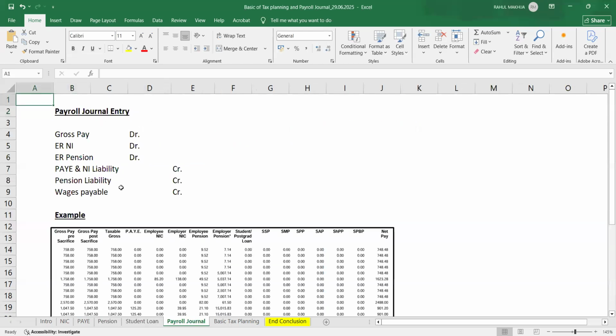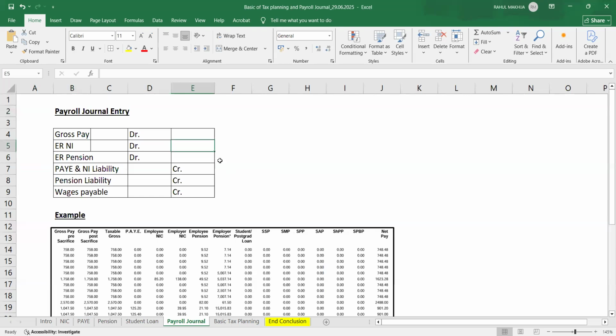How does the payroll journal work? In the payroll journal, we debit the gross pay, we debit employer NI, we debit employer pension, and we credit PAYE and NI liability, we credit pension liability, and we credit wages payable. So this is the payroll journal, which is also helpful for your interview preparation at KPOs. This is a basic question which is asked in KPOs: how the payroll journal is recorded in our books of accounts.